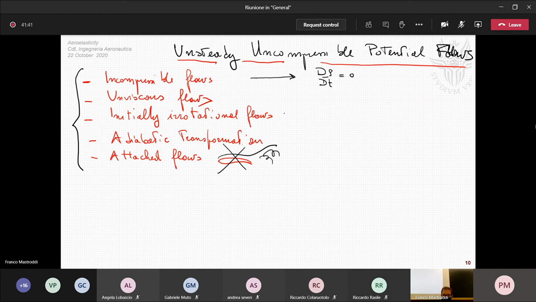Inviscid flow: viscosity mu is identically equal to 0. And therefore, the stress tensor is equal to minus pi. We have only the reversible part of the stress tensor. Initially irrotational flow. Initially means at initial time, what happens?